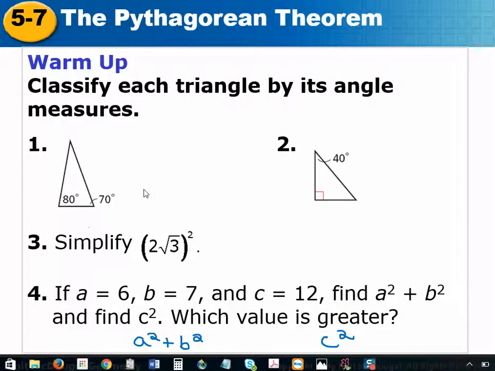Hello, this is Ms. DB, and in this lesson we're going to go over Chapter 5, Section 7 on the Pythagorean Theorem. We're going to start with a quick warm-up. You should know how to do number 1 and 2 easily.